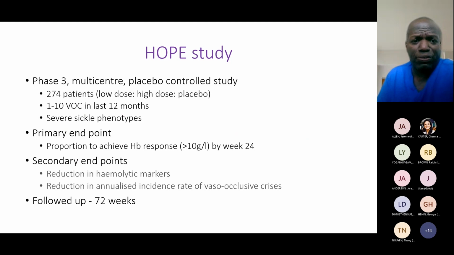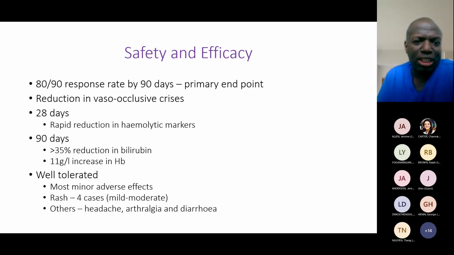This was assessed in a phase 3 trial, the HOPE study, which had very similar inclusion criteria to the SUSTAIN study for crizanlizumab. But it focused more on an increase in hemoglobin and reduction in hemolysis, though one of its secondary endpoints was the annual incidence of vaso-occlusive crises. It's a tablet, which does have certain advantages over the other drug that I talked about. And really the summary of this slide is that it again is very effective at reducing vaso-occlusive crises, but also reducing the hemolytic markers.